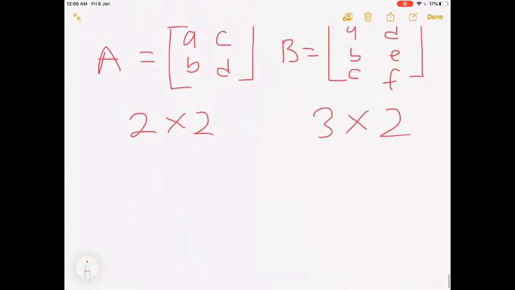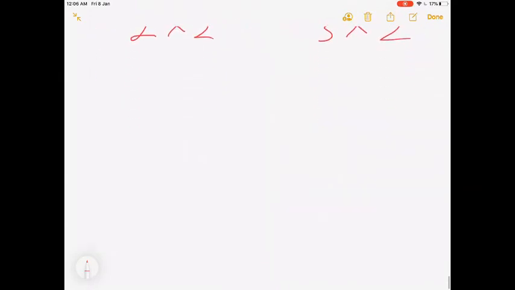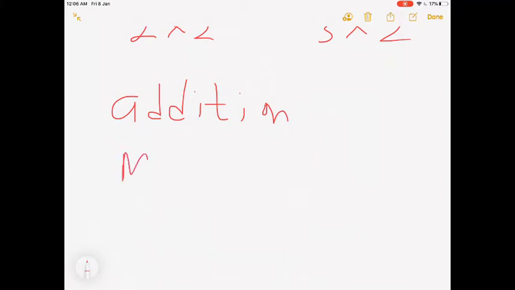How do you add matrix? Addition. But before addition, let's try and review or talk about some types of matrices. The plural for matrix is matrices.